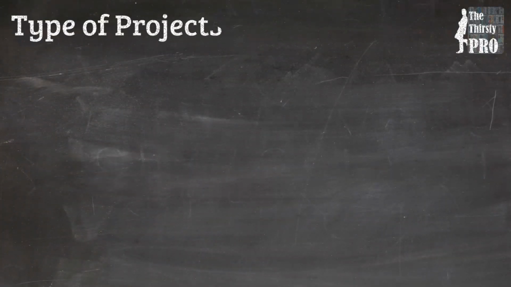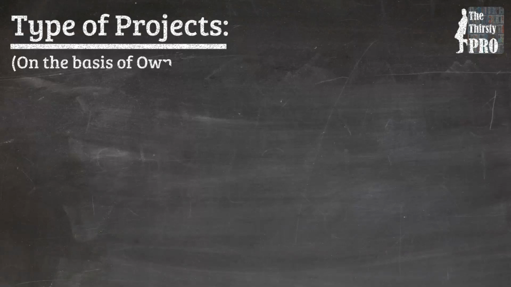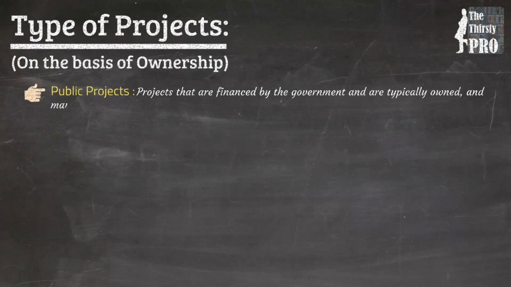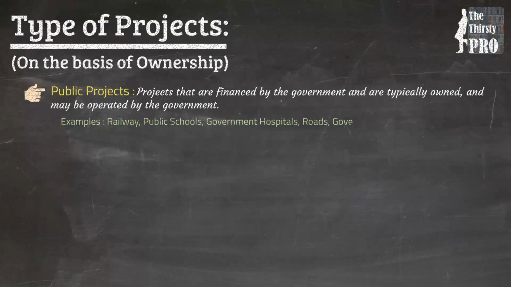Projects can also be categorized as per the ownership. Public projects. Projects that are financed by the government and are typically owned and may be operated by the government. For example, construction of railways, public schools, government hospitals, roads, government offices and buildings, and so on.